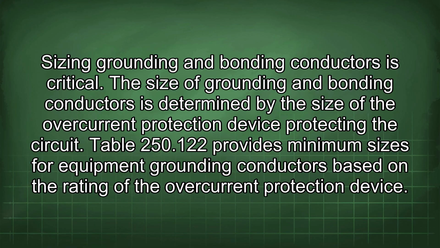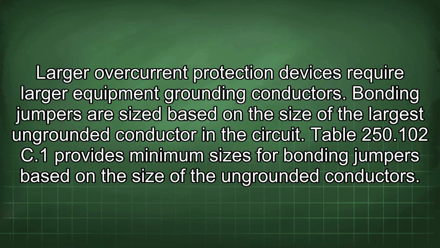Table 250.122 provides minimum sizes for equipment grounding conductors based on the rating of the overcurrent protection device. Larger overcurrent protection devices require larger equipment grounding conductors. Bonding jumpers are sized based on the size of the largest ungrounded conductor in the circuit. Table 250.102(C)(1) provides minimum sizes for bonding jumpers based on the size of the ungrounded conductors.